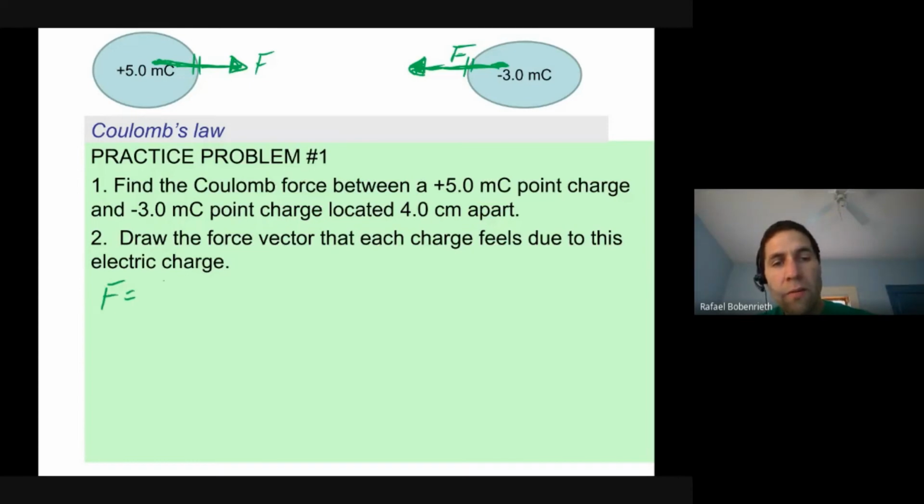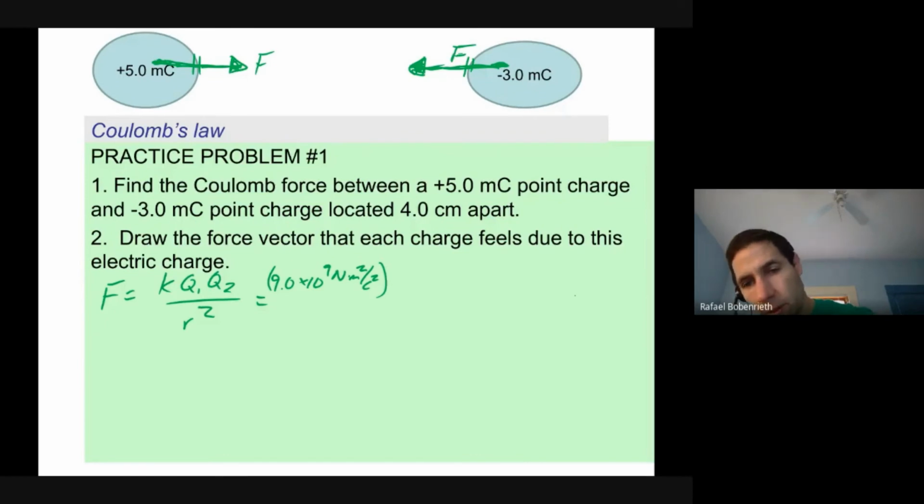Okay, so here we go. F equals k q1 q2 over r squared. And this is really just kind of a plug and chug, and you just have to keep track of your metric prefixes, et cetera. So we know k is 9.0 times 10 to the 9th newton meters squared per coulomb squared. You don't have to put the units in there if you don't want to.